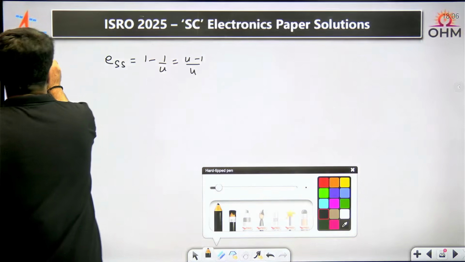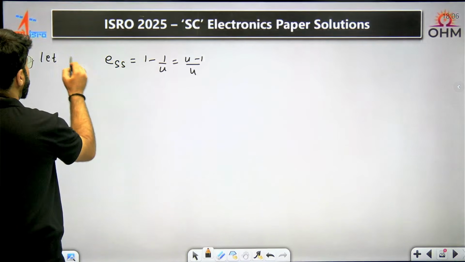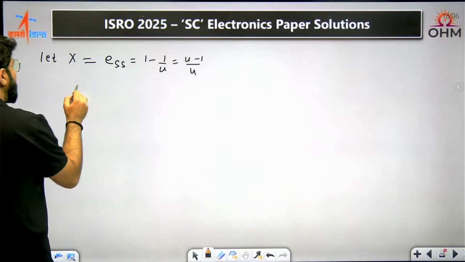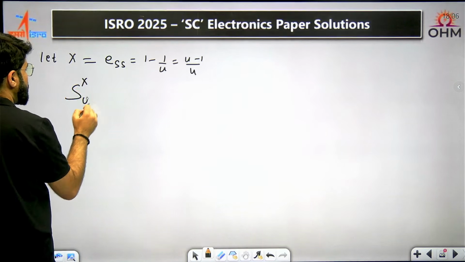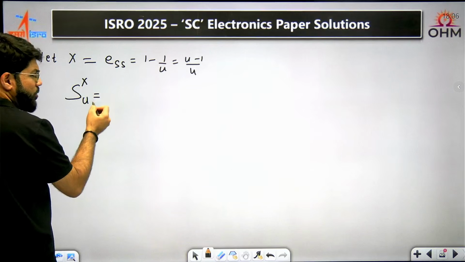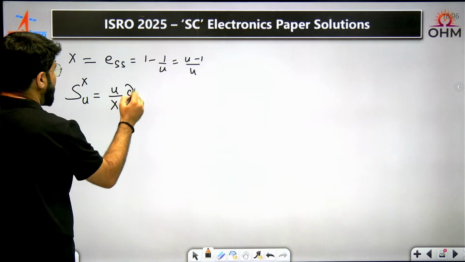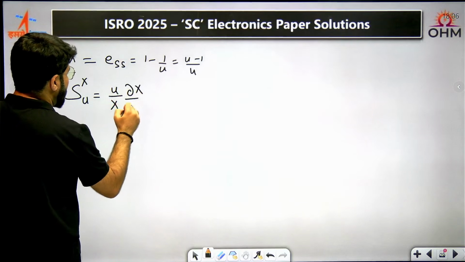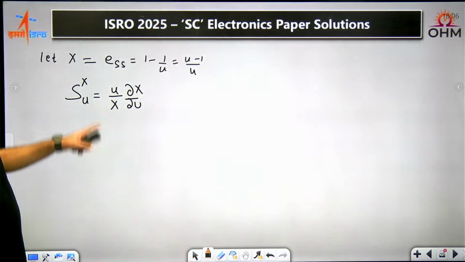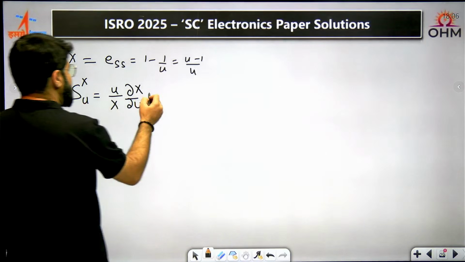Okay, let us say this is some parameter x, which is steady state error. Now sensitivity of x with respect to u, percentage change in x upon percentage change in u, is finally given by the sensitivity formula, u by x del x by del u. Okay, this is the sensitivity formula.